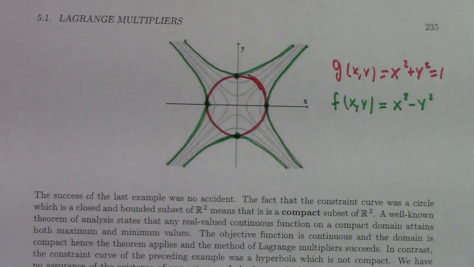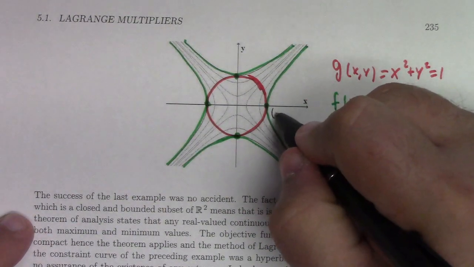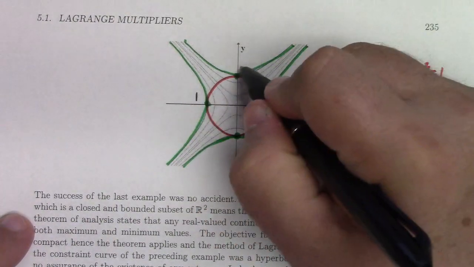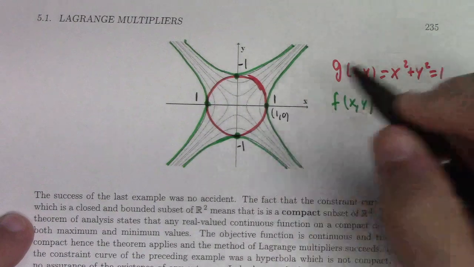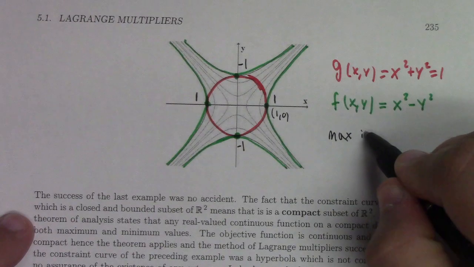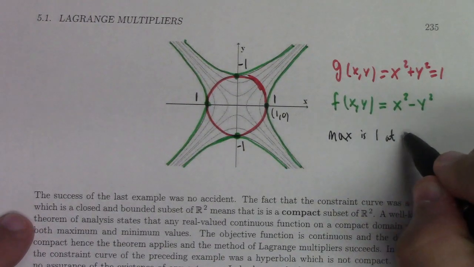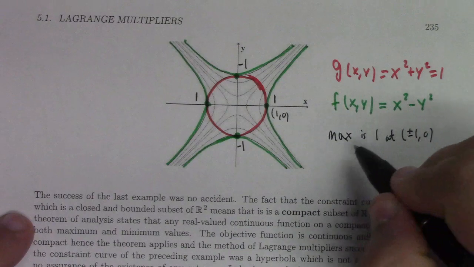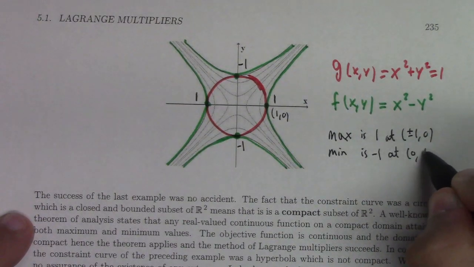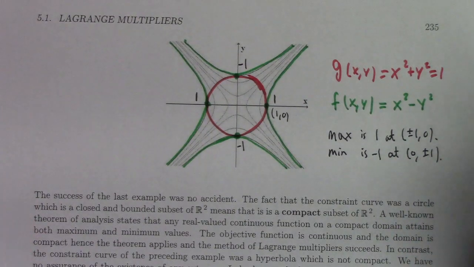All right? And again, the reason that this worked out, the reason that we found the minimum, let's see here, I'm trying to remember. If I plug in 1, 0, I get the value 1 here, and I get the value 1 here, I get the value minus 1 up here, and minus 1 down there. So in fact, the max is 1 at plus or minus 1, 0, and the min is minus 1 at 0, plus or minus 1. It's attained at 2 places.